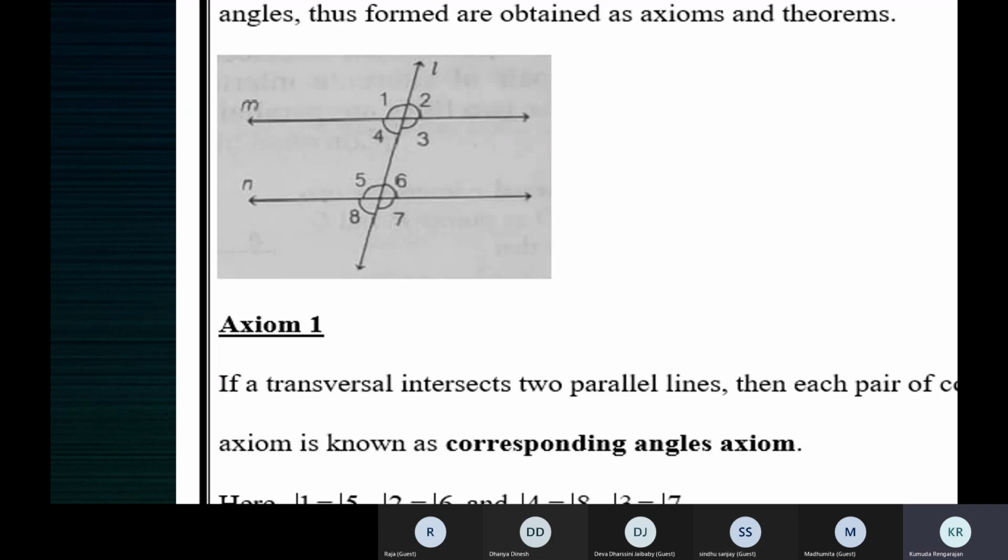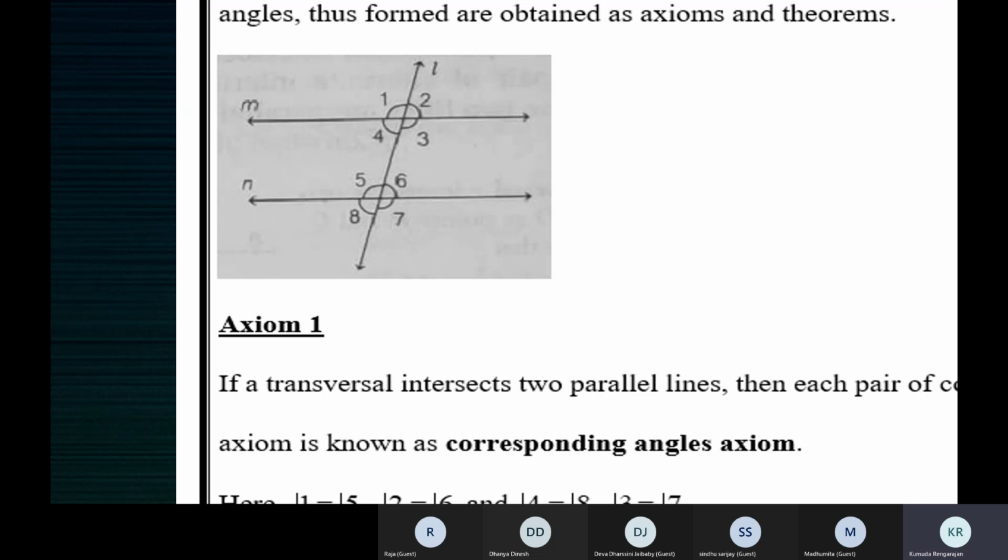Now this is your task. What you have to do is by the next class, draw the same figure, mark M and N as parallel lines, L as a transversal, mark off the angles like this. So list out the pairs of corresponding angles. You will have 4 pairs of corresponding angles, 4 pairs of alternate angles. You will have 2 pairs of alternate interior angles, 2 pairs of alternate exterior angles. Then allied angles, only 2 pairs you will have.